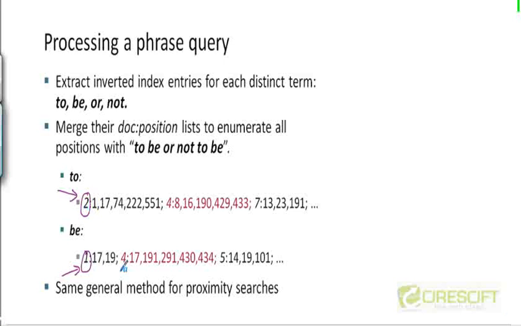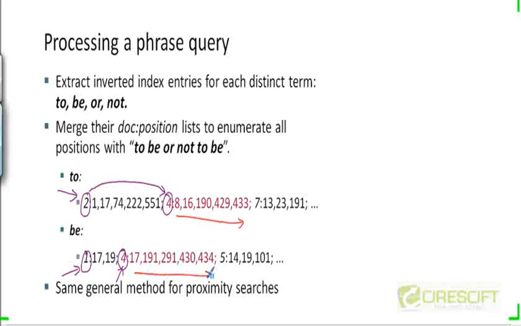Since 1 is smaller than 2, we'll increment this pointer and it's going to point now to doc ID 4. Since 2 is less than 4, we'll increment this pointer. Now it's going to point to doc ID 4. Now the doc IDs are the same. That means this document number 4 contains both the words to and be. But does it contain them right next to one another? For that, we will now have another pair of pointers doing the walkthrough inside the postings here.